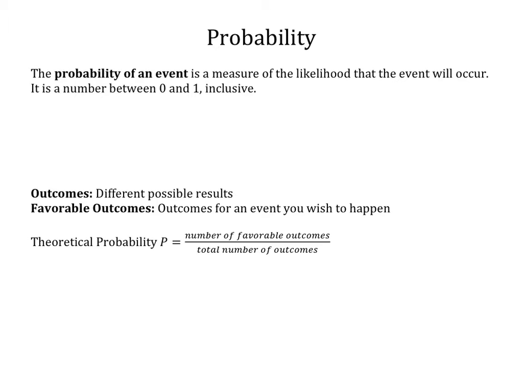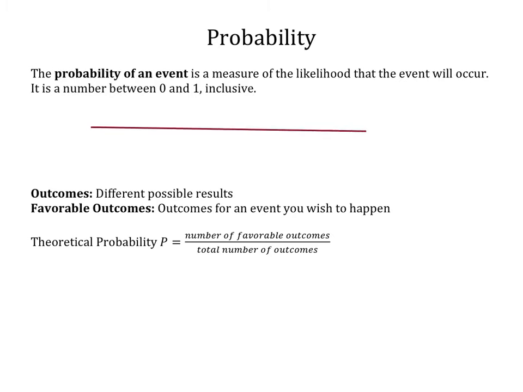Today's lesson is about probability. When we talk about probability, we're talking about certain events. A probability is a measure of the likelihood that the event will occur. It's a number between 0 and 1 inclusive. When I say inclusive, it means the probability could be 0 or it could be 1 also. Probability is usually measured as either a fraction or a decimal. For this section, we'll actually be converting them to decimals.